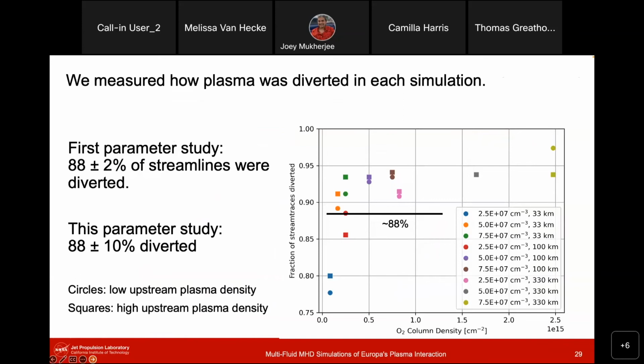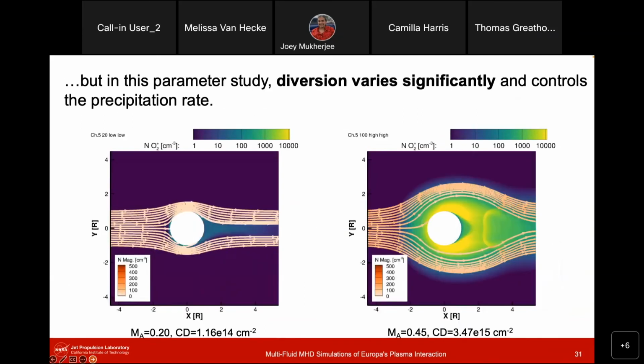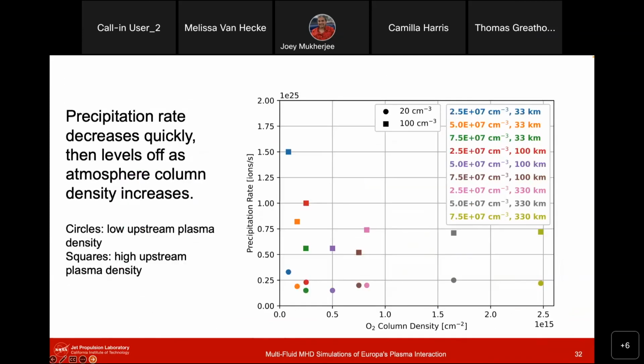Yeah, so the difference is that in this parameter study, we're varying the density and the temperature of plasma in the magnetosphere. In this parameter study that I'm talking about, we varied the magnetosphere a little bit, but the bulk of this variation is caused by the difference in the atmosphere. Yeah. So I'm coming to the end here.